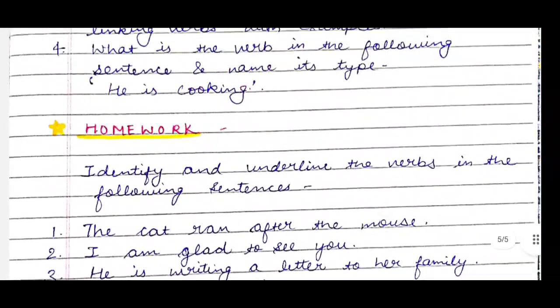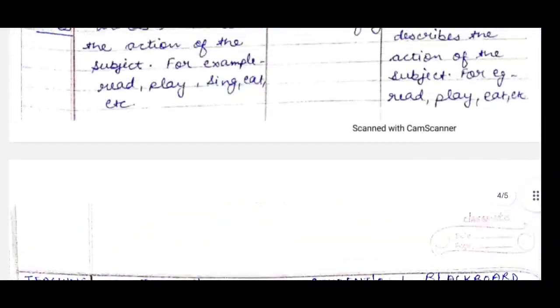That is the homework. That was the lesson plan that I have made for you. I hope you all have liked it.